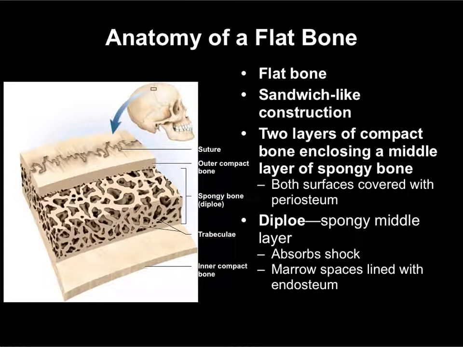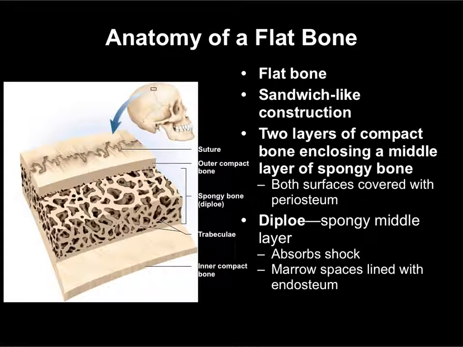Flat bones usually consist of a curved sandwich with thin layers of compact bone on the outside, and in between them you have spongy bone called the diploe, and that spongy layer has trabeculae, thin bone plates and spikes, and in between, in the cavities, you have red bone marrow.